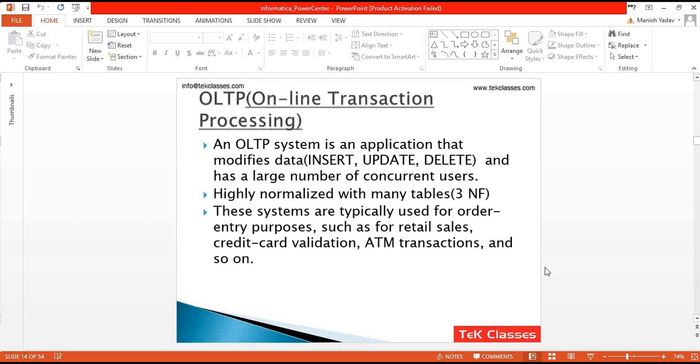Highly normalized with 3NF, third normal form. So normalization is a very important topic which I'll cover in detail in a separate class. Okay. So right now I'll just tell you what normalization is. This process is nothing but to reduce duplication in a particular table.